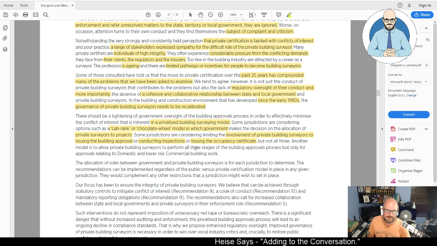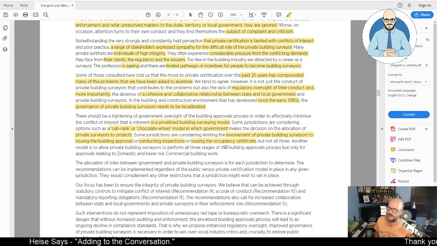So that's probably not a bad idea. So that means that you can't have the same building certifier doing all 3 things. You'd have one doing that, one doing that, one doing that, because often you'll engage one and they'll be there in the design stage and helping you in the design process. So if 3 different ones, they'll have to reach a compromise together, and there's less risk of that conflict of interest coming through. Another model is to allow private building surveyors to perform all 3 stages of the building approvals process, but only for approvals related to domestic and low-risk commercial building work.